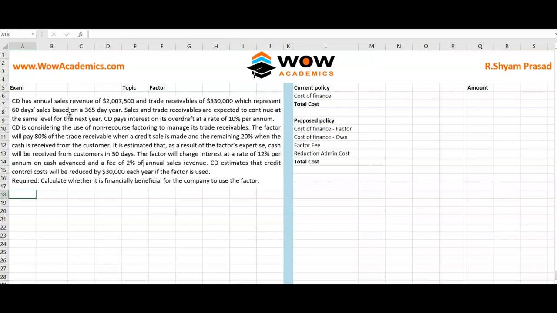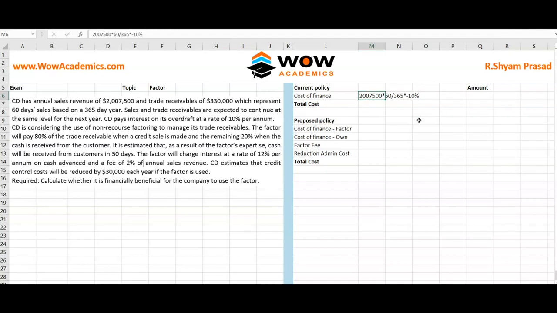So we'll work out this entire sum in terms of the given numbers itself. We're not going to convert into thousands or millions. We'll directly work it out. So the company has a total of 2,07,500. This number is going to be with the company as credit sales for 60 days divided by 365 days in a year, and this has to be financed by the company. So the company will be using a negative 10% of overdraft.